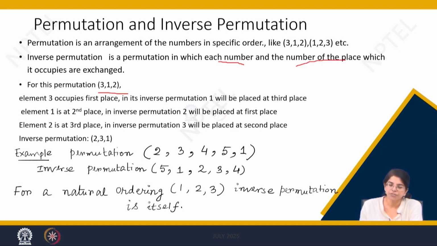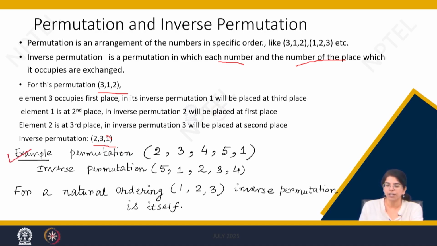Suppose for this permutation 3 1 2, 3 occupies the first place. In its inverse permutation, 1 will be placed at the third place. So 3 at the first place, so 1 will be at the third place, just the interchanging. Element 1 is at the second place, and in the inverse permutation 2 will be placed at the first place. It's very interesting, the place and the number are exchanging their positions. So 3 1 2 has the inverse permutation 2 3 1.